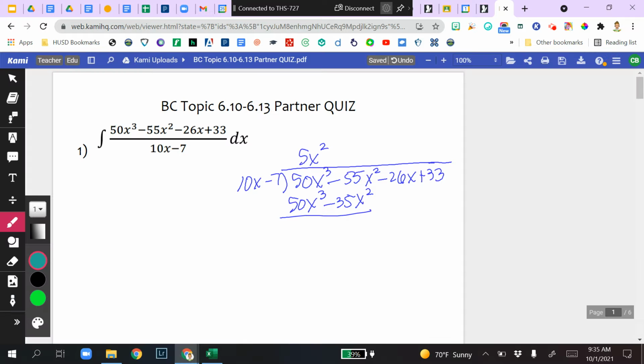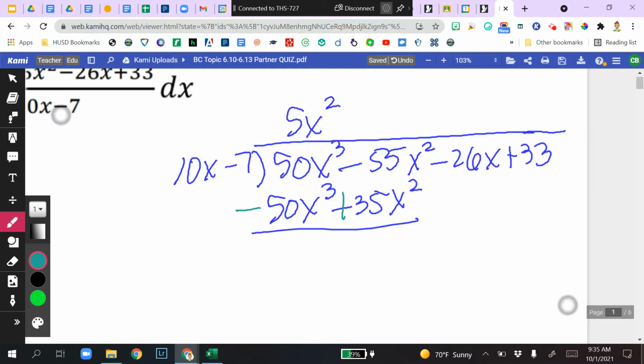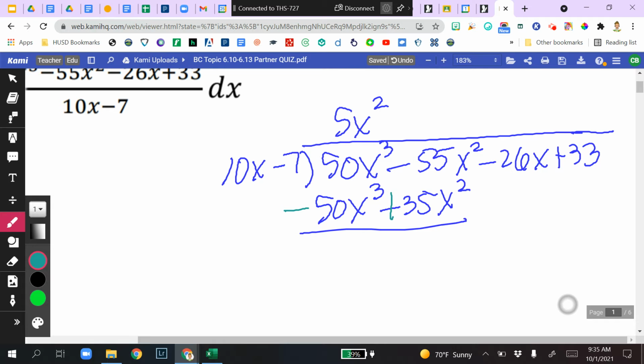Okay. Oh, now I lost my blue. That's no good. All right, I'm going to change my signs. Okay. Can I blow this up? Will it let me? Oh, there we go. That's a little bigger. Okay, the 50x cubes cancel. That's what we planned. Negative 55x squared and positive 35 is what? Negative 20x squared, and then I'm going to drop the negative 26, so negative 26x.